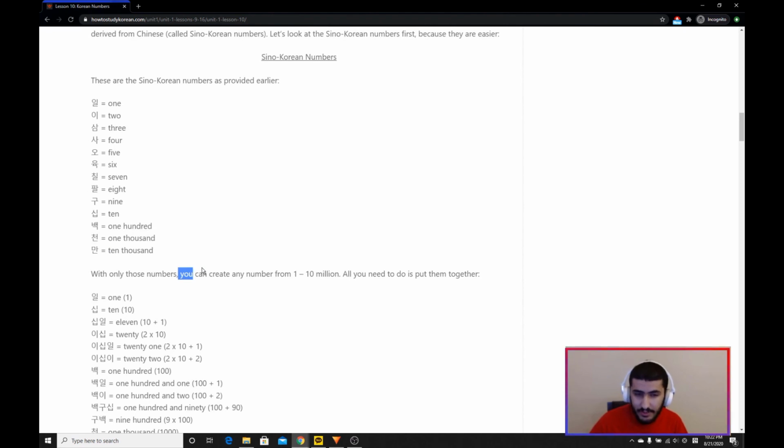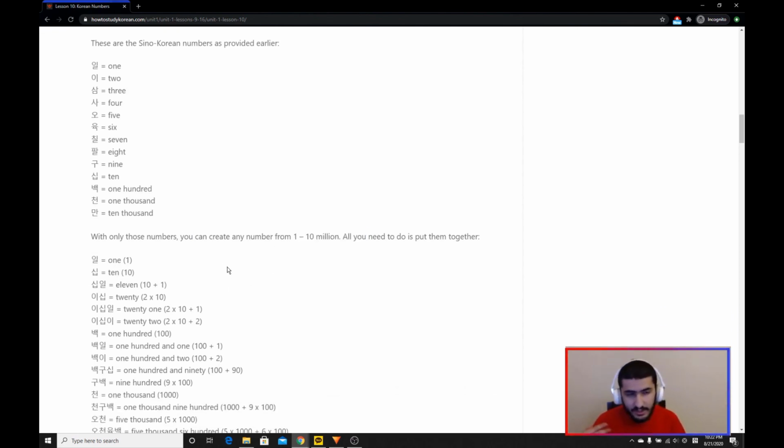Alright, so these numbers work very similar to the Japanese numbers, where you can create any number from 1 to 10 million. You just put them together. So 일 is 1, 십 is 10. So if you want to say 11, you just put 10 and 1. Kind of like I think also in Mandarin we do this. I have not studied Mandarin in a long time, so I'm pretty sure with the characters at least. Because I remember putting like 8 and 7, or 10 and 7 in front of each other to mean 87, but I could just be misremembering.